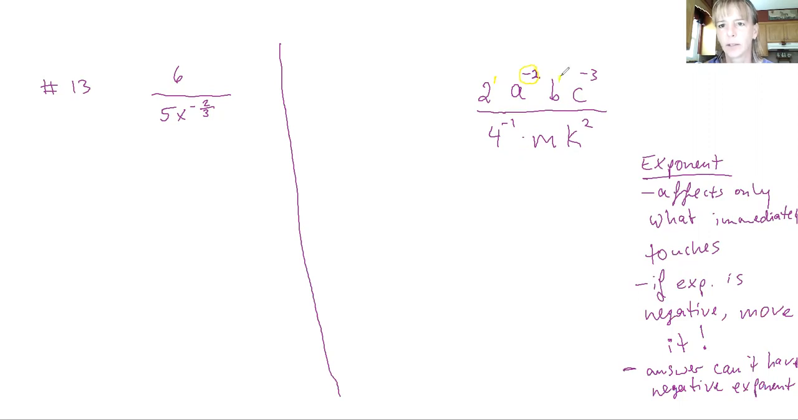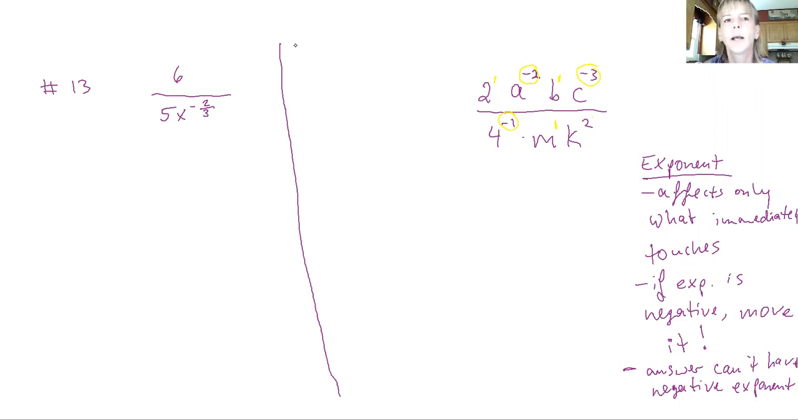That b is technically a 1. That c is holding a -3 right now. This 4 is holding a -1. The m is technically having a 1. It has its own exponent, right? And then the k has a 2. So these are all my exponents. Actually, undo. I really wanted to only circle the ones that have a negative exponent.